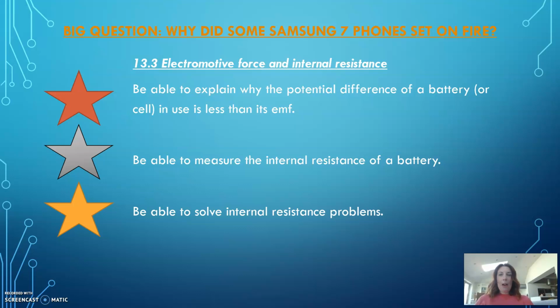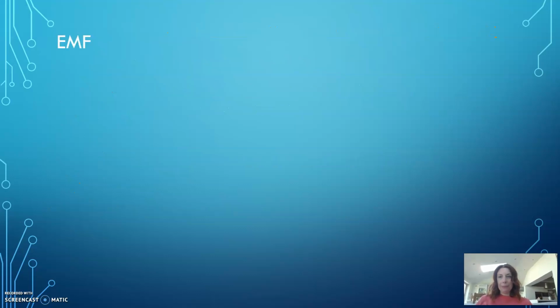And the objectives you need to be able to do is be able to explain why potential difference of a battery or a cell in use is less than its EMF. EMF stands for electromotive force. Be able to measure the internal resistance of the battery and be able to solve internal resistance problems.